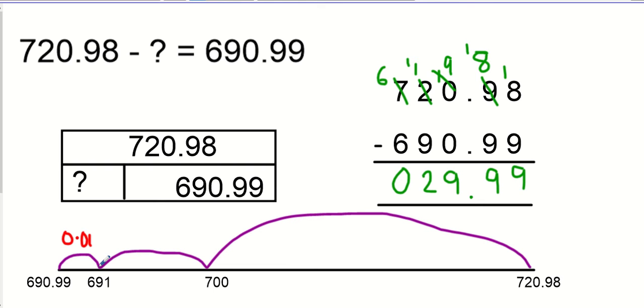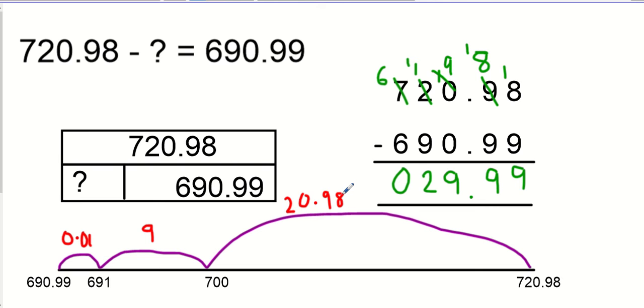Then from 691, I'm going to jump up to 700. Okay, so I'm thinking about what do I add to 1? Because I've got 690. The next lot of 10 is 700. So I've got 1 here. If I add 9 to 1, I get to the next lot of 10, which from 690 is 700. Okay, then I'm going to come underneath here. Actually, I can go over there. From 700 to the end of the number line is a difference of 20. Okay, 0.98. So much easier with a pen, but never mind.